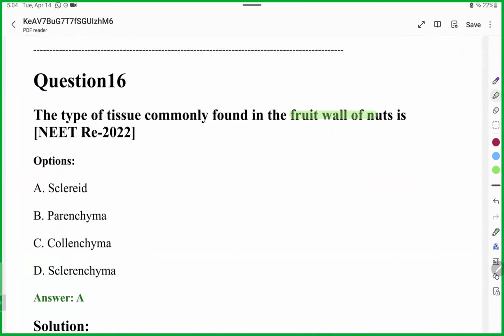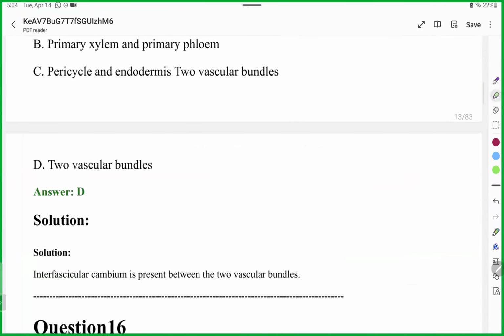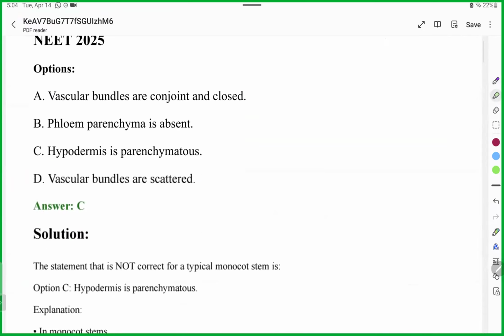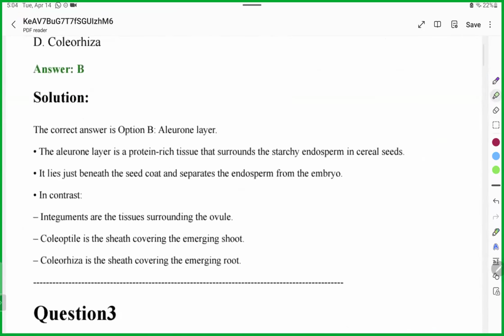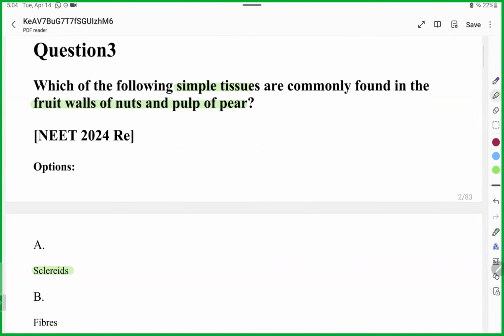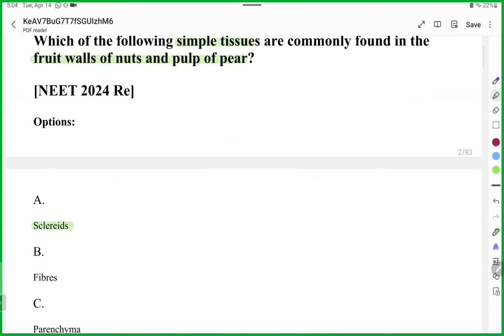In the fruit wall of the nut, sclereid. 2022 question. Correct. Fruit wall of nut, sclereid, first option. Question number 16. Look at this. Question number 3. Which structure is found in the fruit wall of the nut? Same question, same answer, sclereid.